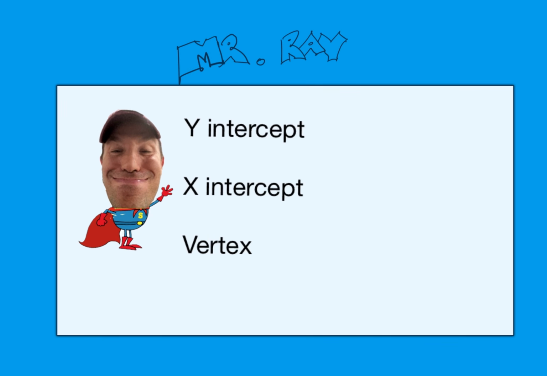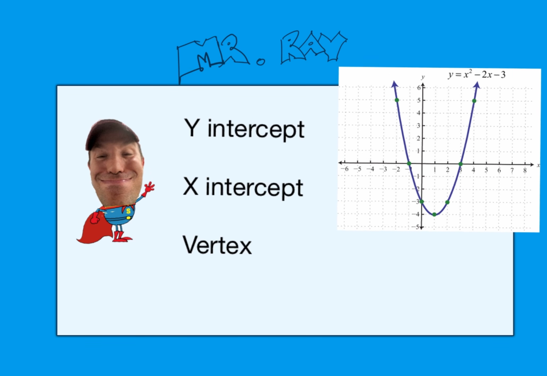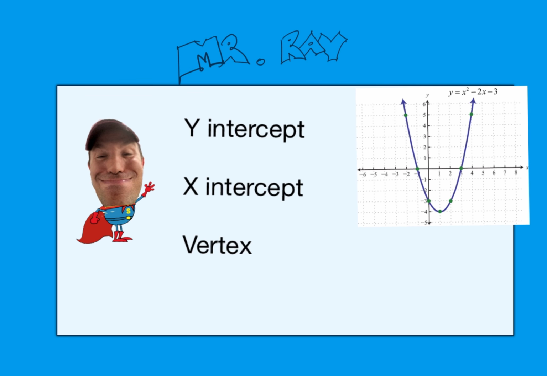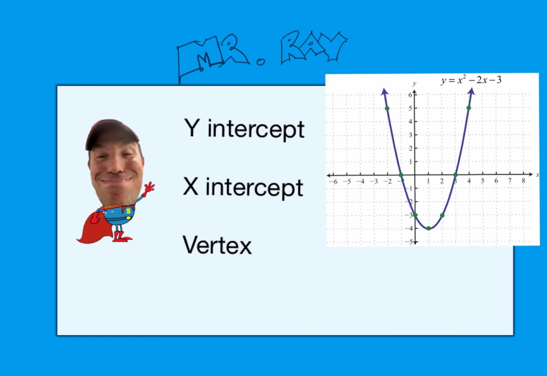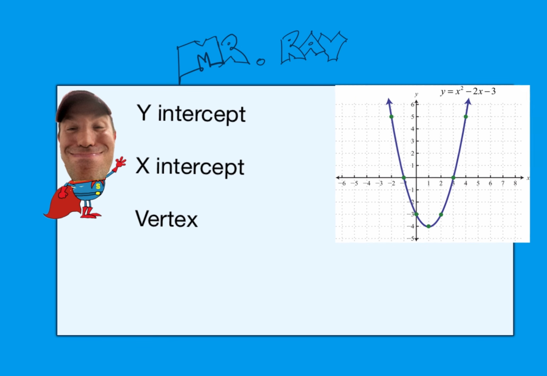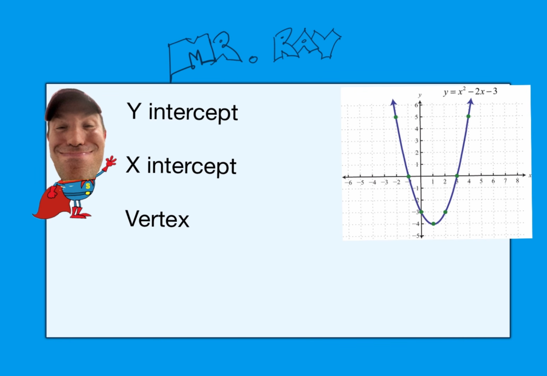So I'm going to show you a graph, and I want you to go ahead and identify all three. Okay, here's the graph right here. y is equal to x squared minus 2x minus 3, but without looking at the equation, let's just look at the graph and identify these three. Can you identify the y-intercept? Looking at the graph, we could see that the y-intercept is going to be at (0, -3). I can see it at the bottom, okay?